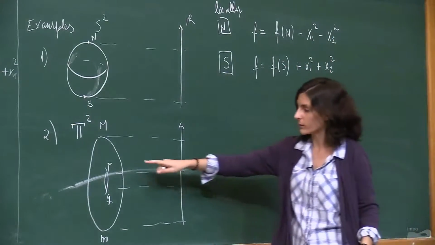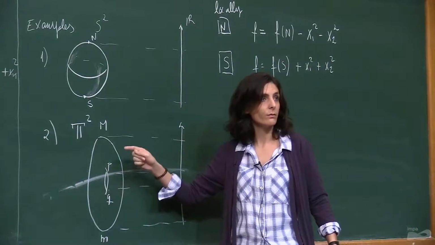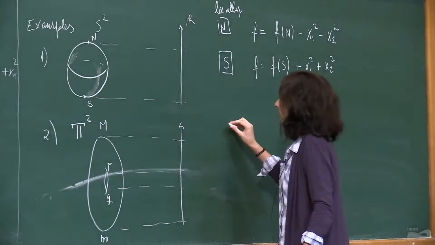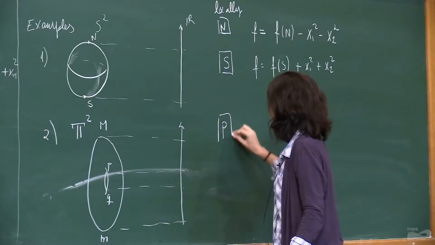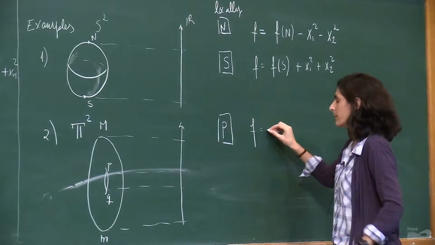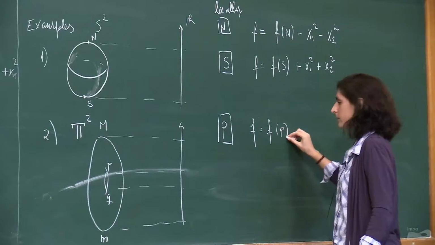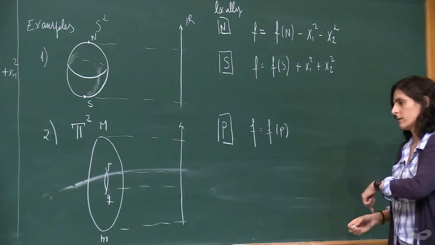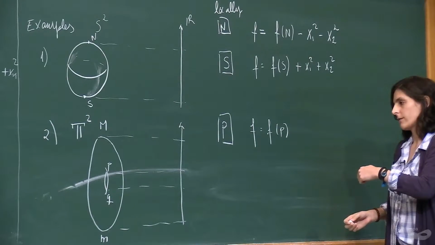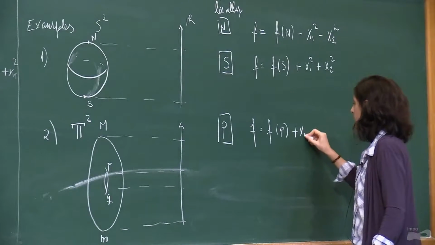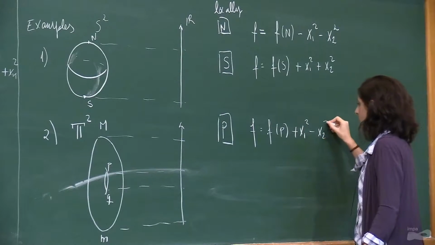So let me just say what happens close to P and close to Q. So close to P, f is given by f of P, and then this will be plus x1 squared minus x2 squared.